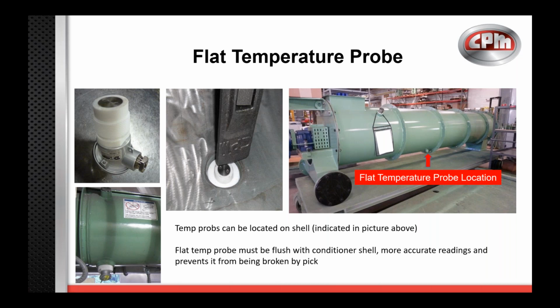First, if it sticks up too high, then the pick could come by and potentially break it off. If it's recessed down into the shell too much, then product could build up in there and act as an insulator, and you won't get an accurate, timely reading of your temperature. And the third thing is, if it is flush, then that same pick would come by and keep it clean, acting as kind of like a continuous brush almost.